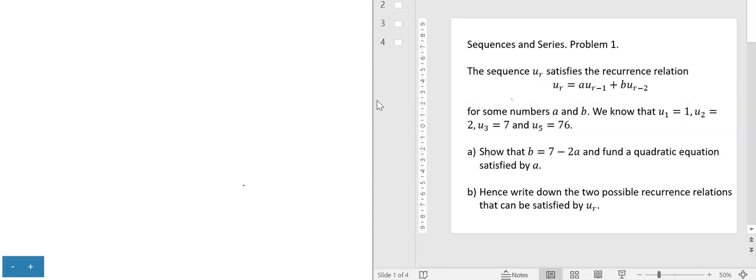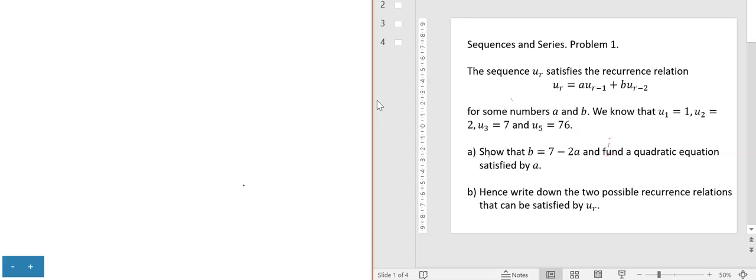Now, in part A, we need to show that B equals 7 minus 2A, and find the quadratic equation satisfied by A. Okay, and hence write down the two possible recurrence relations that can be satisfied by U_r.